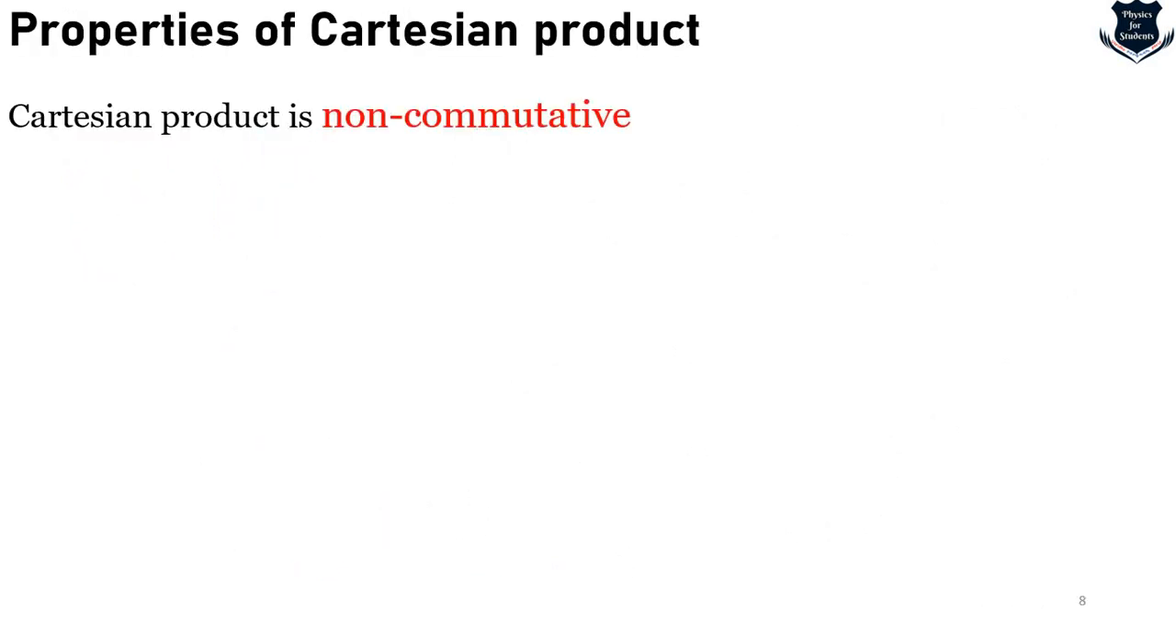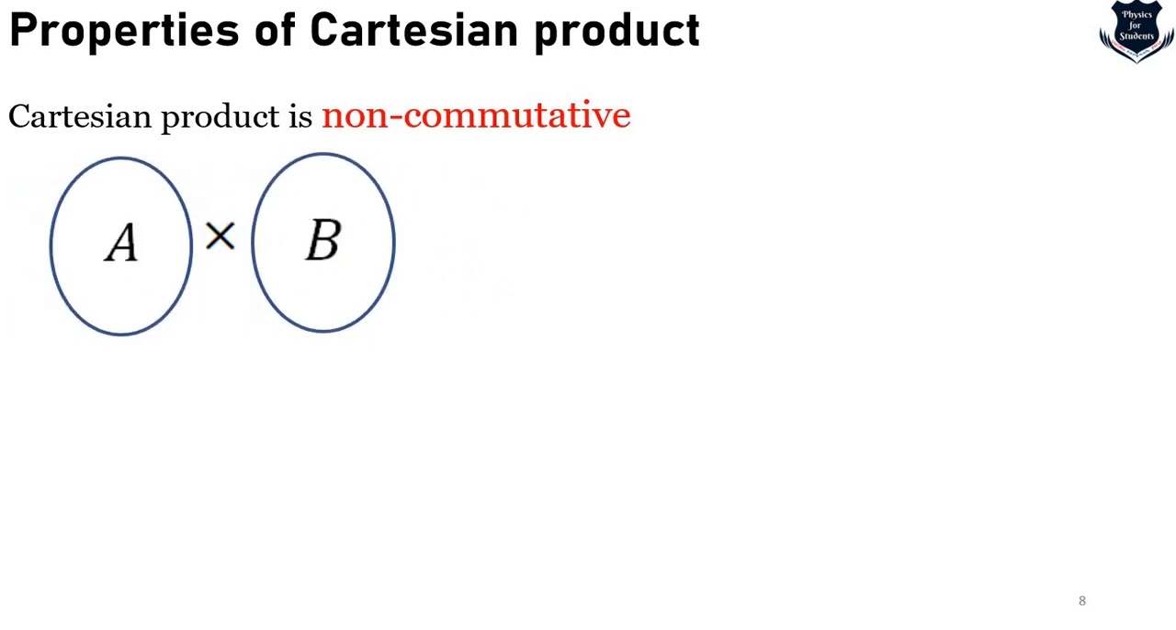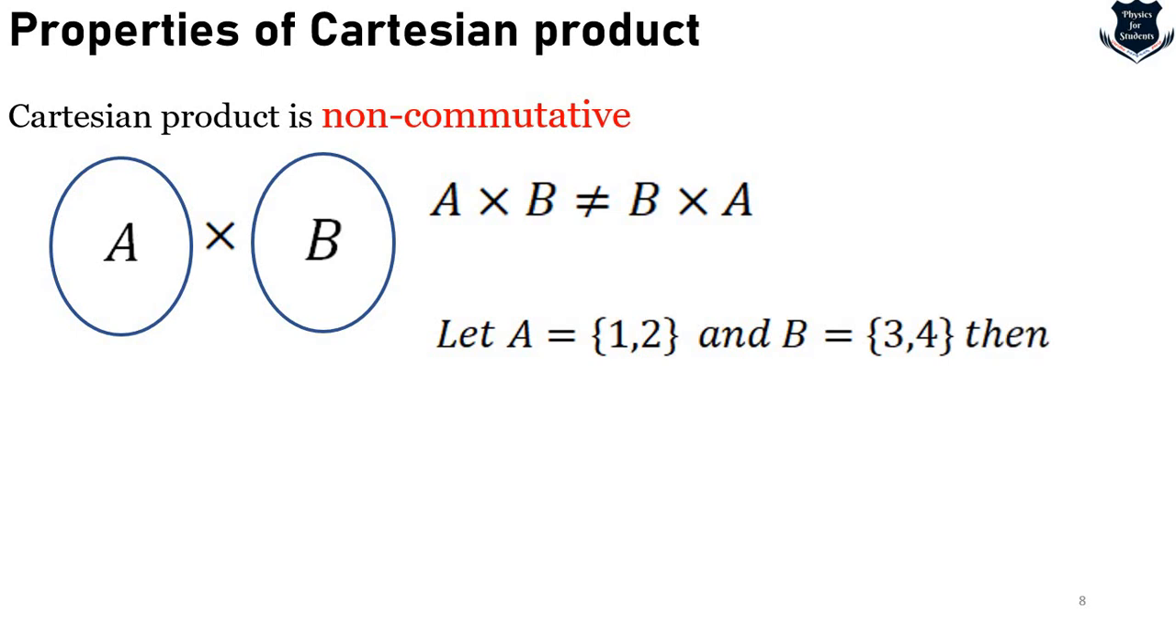Okay, so we will just touch base on certain properties of Cartesian product. We know that Cartesian product is non-commutative. So we take two sets A and B, and we are going to show A multiplied by B is not equal to B multiplied by A. So we will take A as {1, 2} and B as {3, 4}.